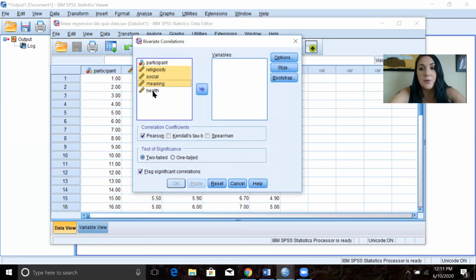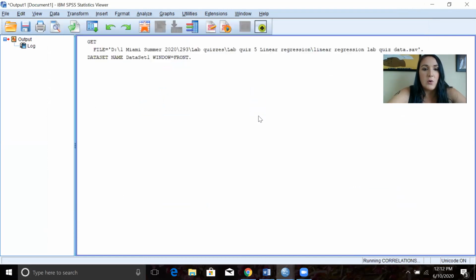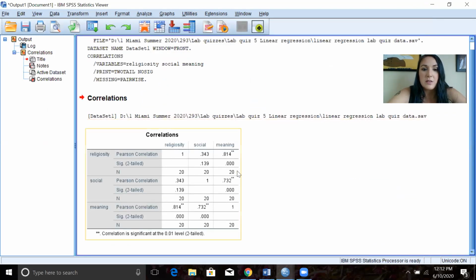We don't need this health variable just yet. That's going to be more so for our mediation demonstration. So as we've learned, we don't need to change anything here. We can just hit OK, and then here's our correlation matrix.